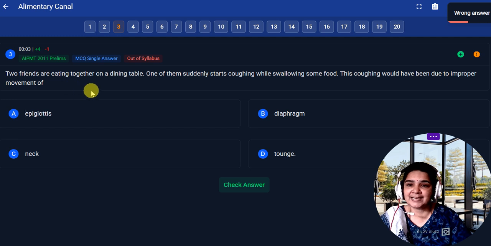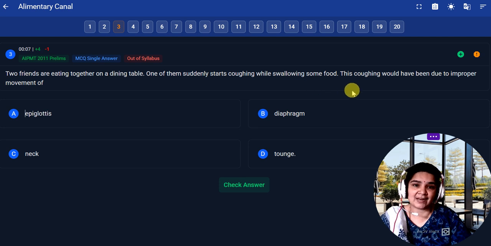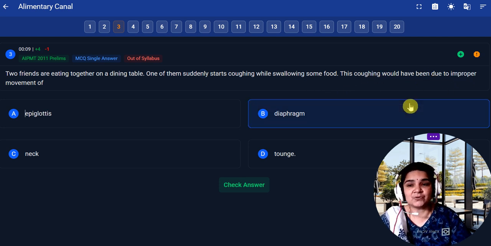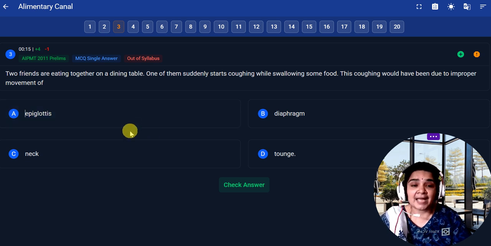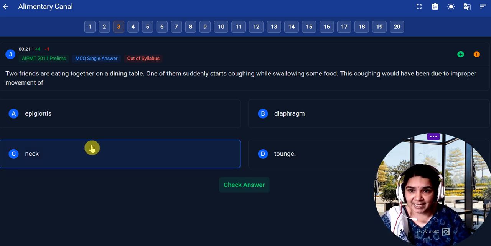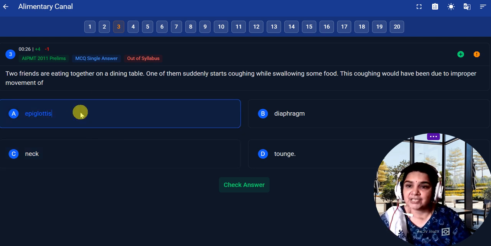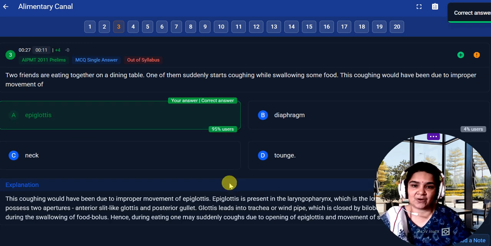Now, two friends are eating together at a dining table. One of them suddenly starts coughing while swallowing some food. This coughing would be due to the improper movement of what? There is a common opening between the esophagus as well as the trachea, and the epiglottis is a flap-like structure which prevents the entry of the food from the esophagus into the trachea. If the food enters, we know that it causes choking. So it is due to the improper movement of the epiglottis.